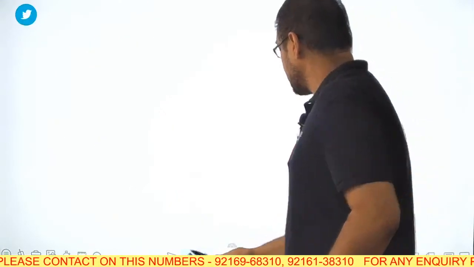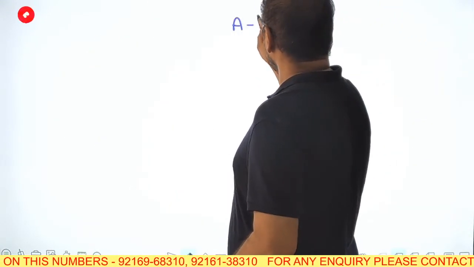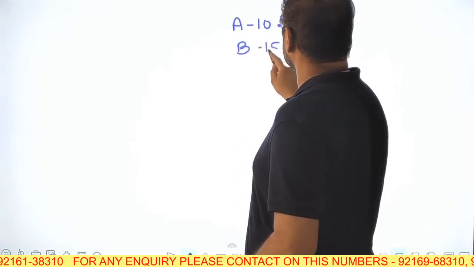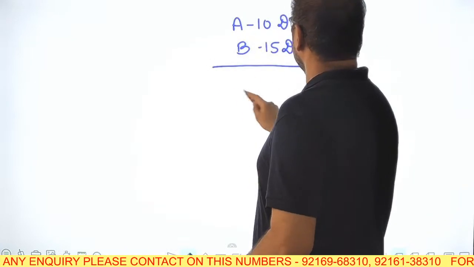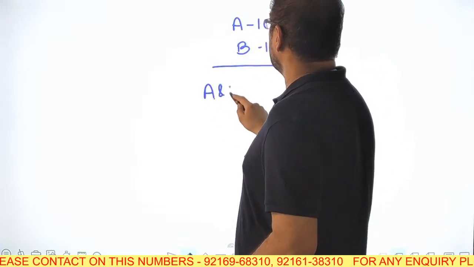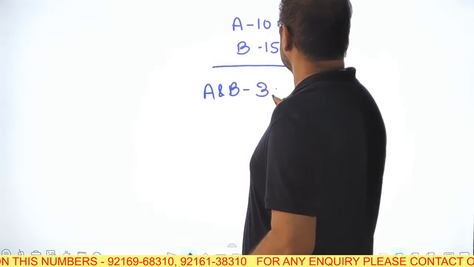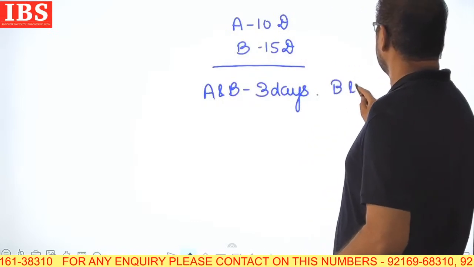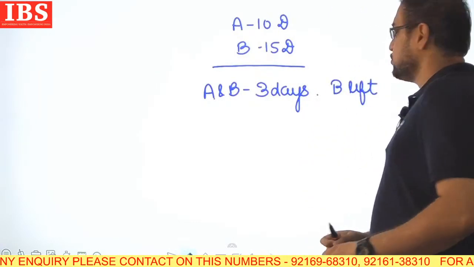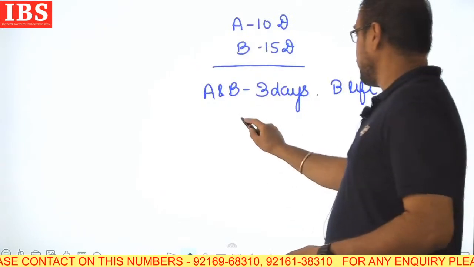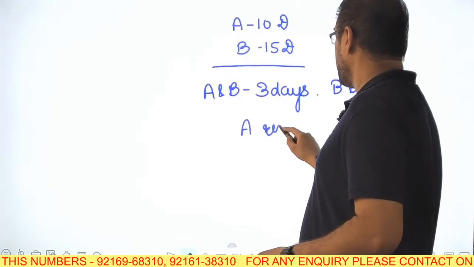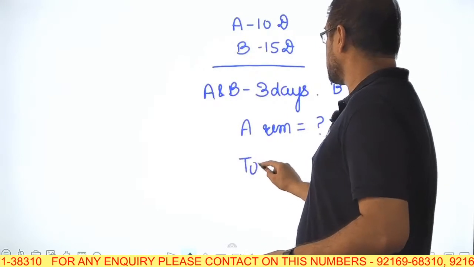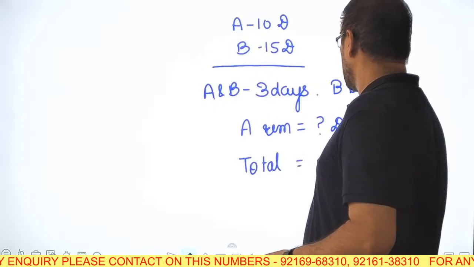Is it clear to all of you? Okay, let us see. A does the work in 10 days, B does the work in 15 days. A and B work together for 3 days, and after 3 days B left. Now B is leaving, so A will be working. A will do the remaining work in how many days, and the total work will be done in how many days?